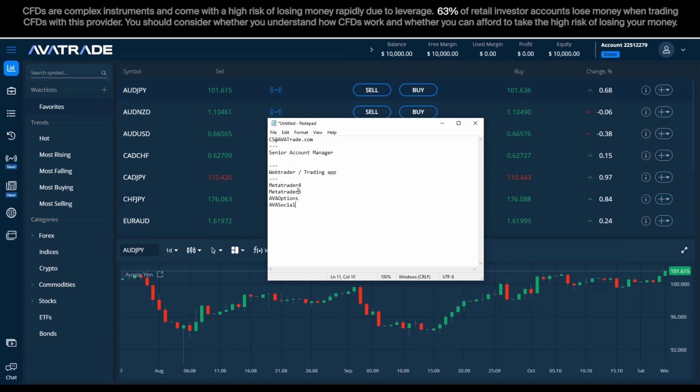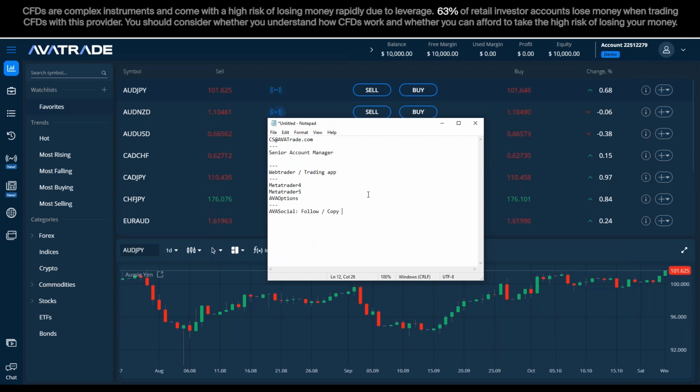The first three are not something I would like to explain because they're quite self-explanatory: MT4, MT5, and the Ava Options. Options is a little different concept, which is why we're not going to explain about it today. But Ava Social is something that I think is very controversial for beginners, and it's worth mentioning. So what Ava Social does is it allows you to do two main functions. One is to follow, the other one is to copy.